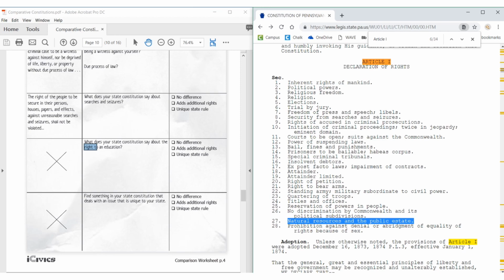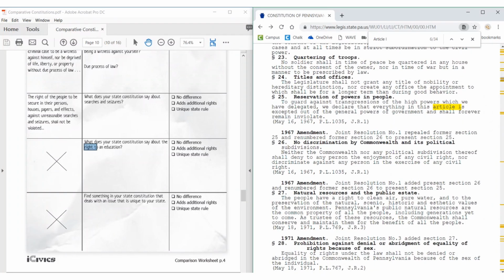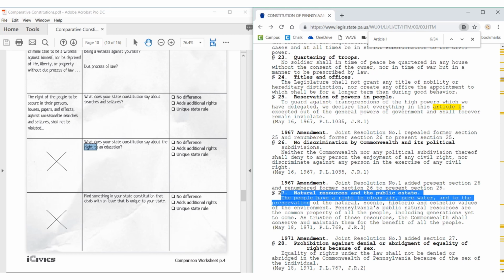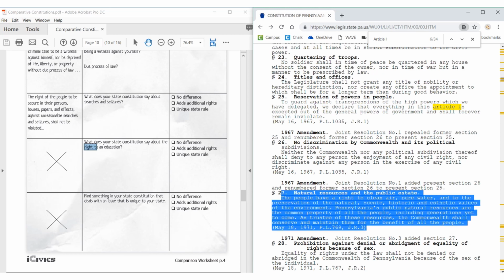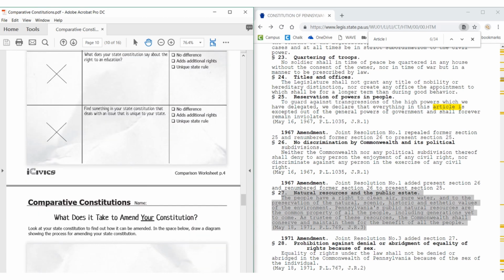So go ahead and go down to number 27, and I'm going to have you read. I'll read it out loud. You can summarize it. Number 27, the people and the public estate. The people have a right to clean air, pure water, and to the preservation of the natural, scenic, and historic and aesthetic values of the environment. Pennsylvania's public natural resources are common property of all the people, including generations yet to come. As trustee of these resources, the Commonwealth shall conserve and maintain them for the benefit of all the people. So, yes, there is something unique. Go ahead and summarize that, and that will add a unique rule.